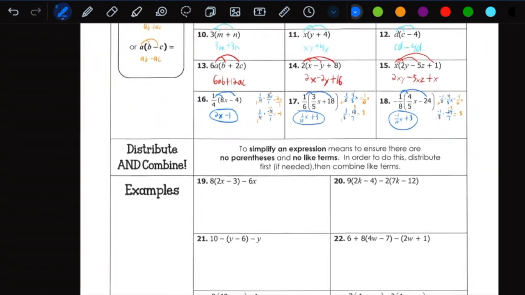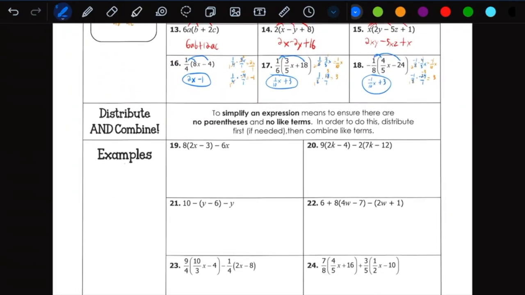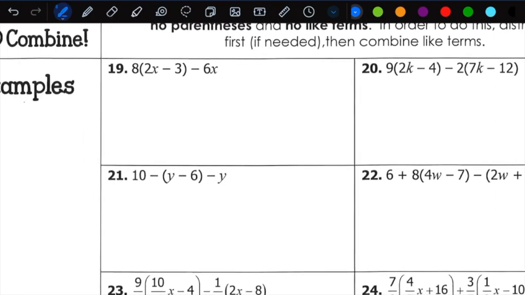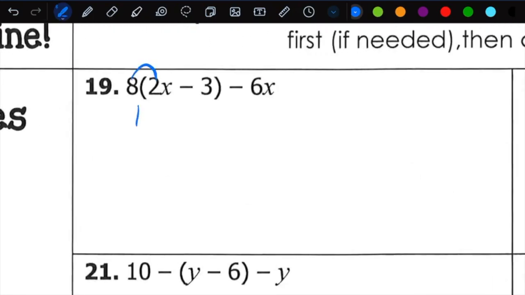Moving on to our very last part, distribute and combine. To simplify an expression means to ensure there are no parentheses and no like terms left. So in order to do this, we distribute first if we need to, and then we combine like terms. So on number 19, if we distribute this 8, we get 16x minus 24, and then we still have that minus 6x afterwards. And now it's like one of the problems we did earlier, where we combined 16x and -6x to give 10x minus 24.